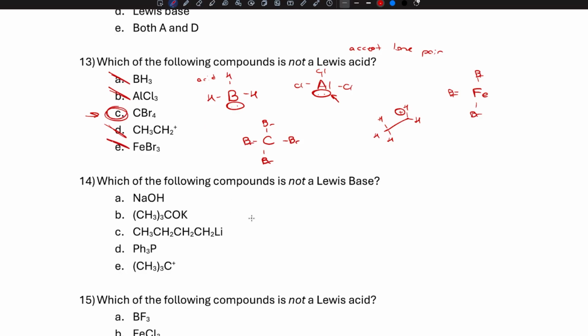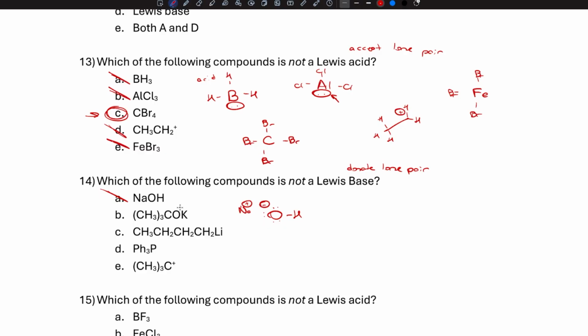And 14, which of these compounds is not a Lewis base? Remember that to qualify as a Lewis base, you need to be able to donate a lone pair. And to donate a lone pair, you have to have a lone pair to donate. So if we look at NaOH, it's not really a Lewis structure, but remember that OH is negatively charged and that sodium is just hanging around because it's positively charged. Because we have extra lone pairs over here, we can definitely act as a Lewis base. And so we can eliminate A.